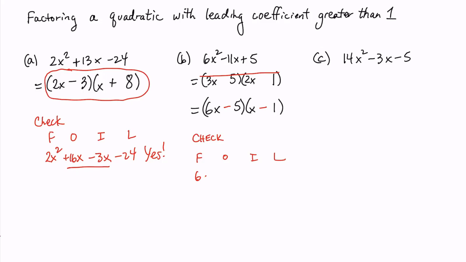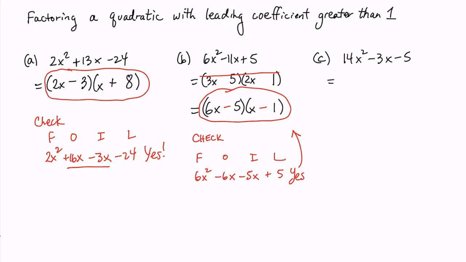First position, 6x squared. Outside, minus 6x. Then minus 5x. And then plus 5. It does check. So when it checks, then circle your 2 factors. First factor is 6x minus 5. Second factor is x minus 1. Let's try the next one.